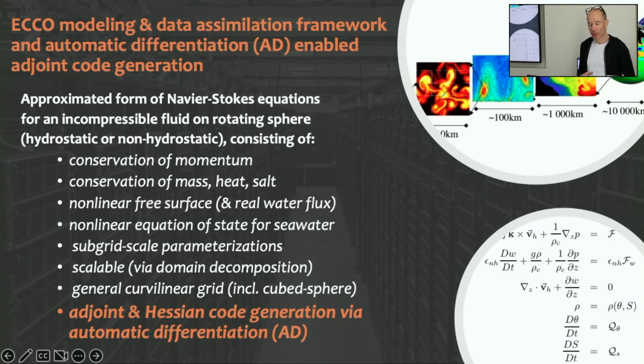Under the hood, we have a state-of-the-art ocean general circulation model. It has a number of features that are basically state-of-the-art for any ocean climate model. But the important part is that this ocean model has been adapted to work very well with automatic differentiation, to give us efficient adjoint code and also efficient second derivative approximations, Gauss-Newton methods, to do uncertainty quantification.